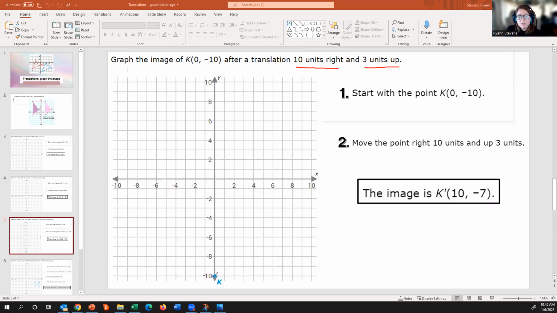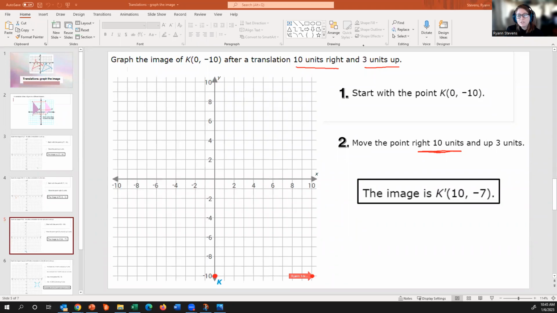So if we start at this point K, it's important to break this down. Don't try to do it all at once. First, start with the first direction, moving this point 10 units to the right. So we're going to go over 10 units to the right: 1, 2, 3, 4, 5, 6, 7, 8, 9, and 10. And I'm going to place a point right there, just so that I have that there.